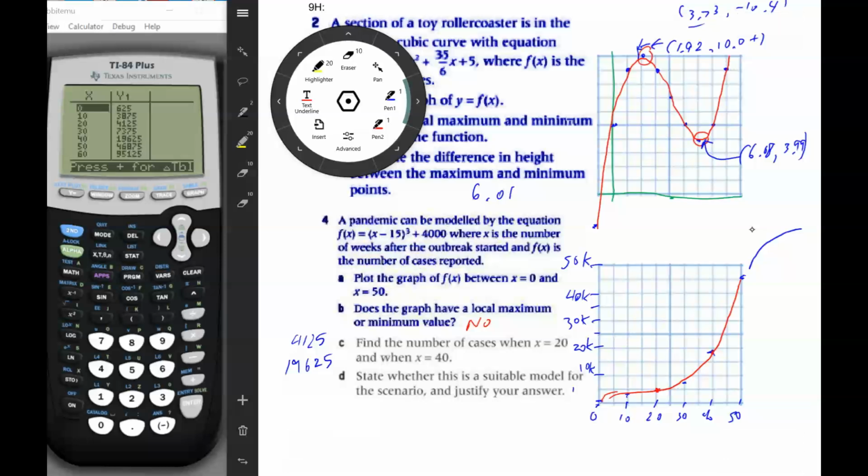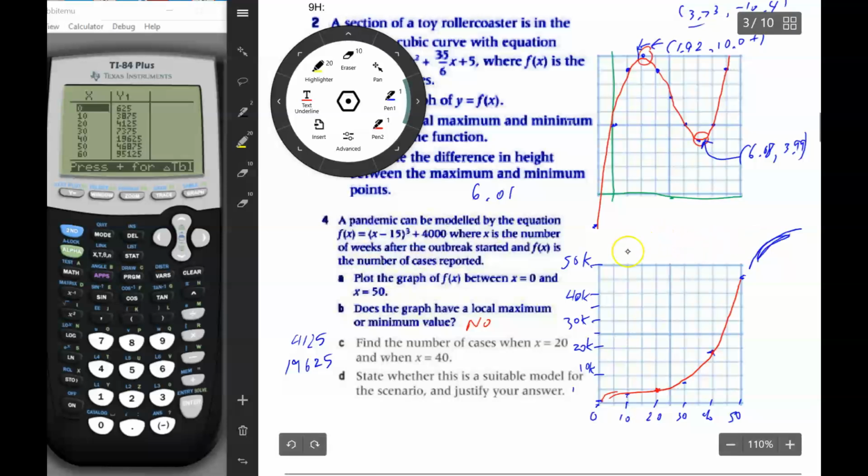It works for 50 weeks, but the further it goes, eventually it needs to come down, right? And the cubic model never comes down. So that's what I would say the problem is here. And that's it for this page.